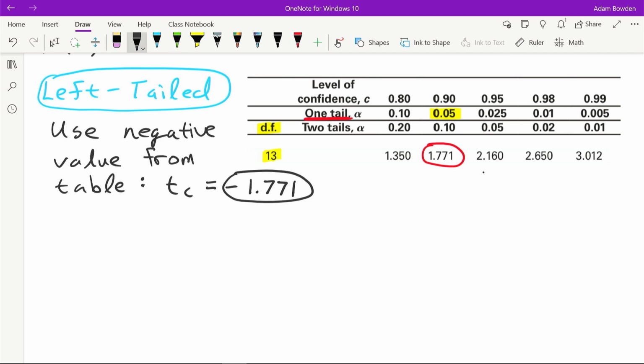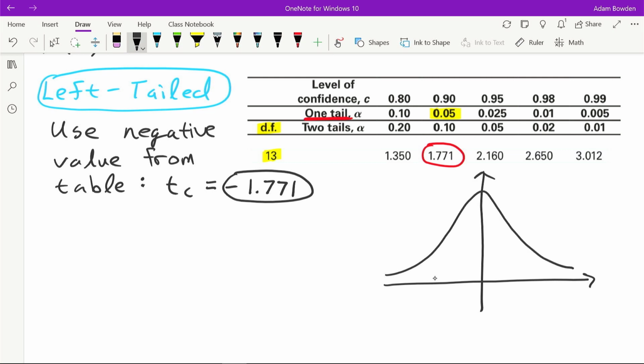1.771. Okay, if you'd like to sketch it here, it's kind of a normal distribution like curve, a bell curve. But our critical value is over here, negative 1.771. And so what we're going to do here is think of it on the left side, left-tailed. So now what we need to do is determine, does our t variable rest in the tail or not in the tail, rejection region or not.